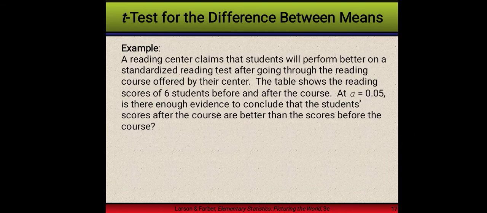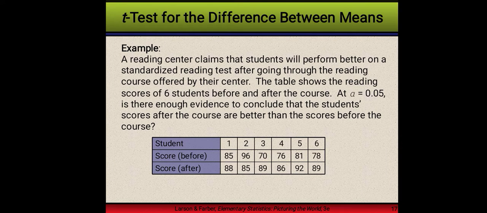Example. We have here an example. A reading center claims that students will perform better on a standardized reading test after going through the reading course offered by their center. The table shows below the reading scores of 6 students before and after the course. At alpha, or the significance level, of 0.05, is there enough evidence to conclude that the students' scores after the course are better than the scores before the course? Okay, let's check it out.